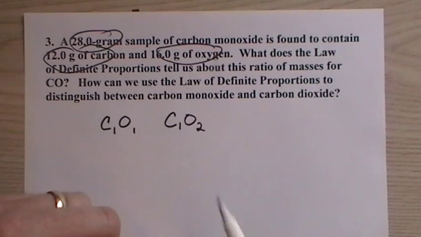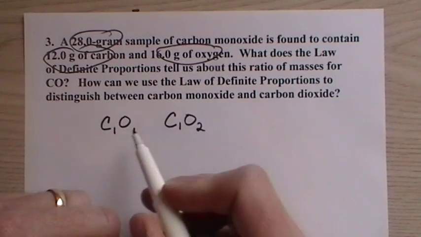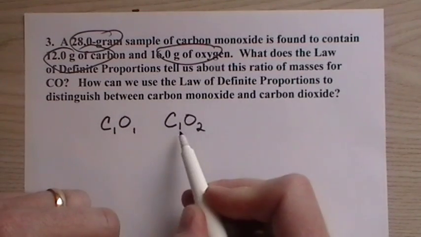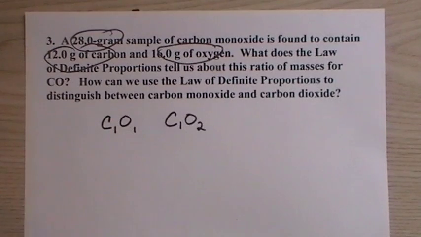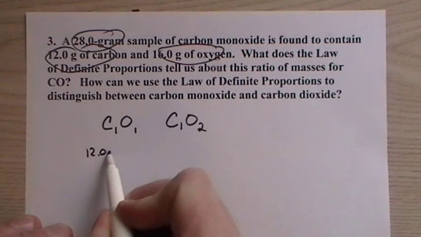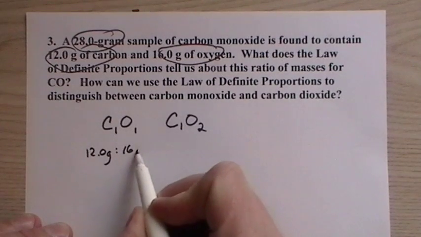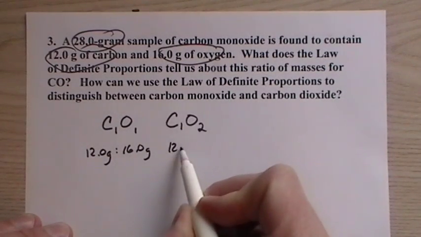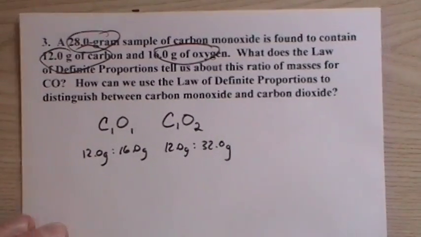So now the law of definite proportions allows us to determine why there are 2 different compounds here of carbon and oxygen. The difference here is the number of atoms that are present. It's 1-to-1 carbon oxygen, 1-to-2 carbon and oxygen for carbon dioxide. So this is 12 grams to 16 grams, and this would be 12 grams to 32 grams by mass.